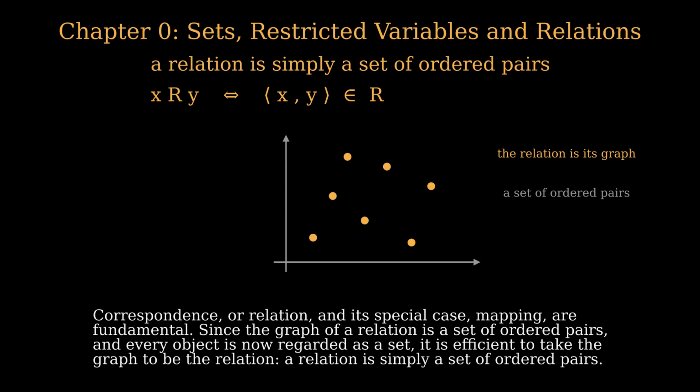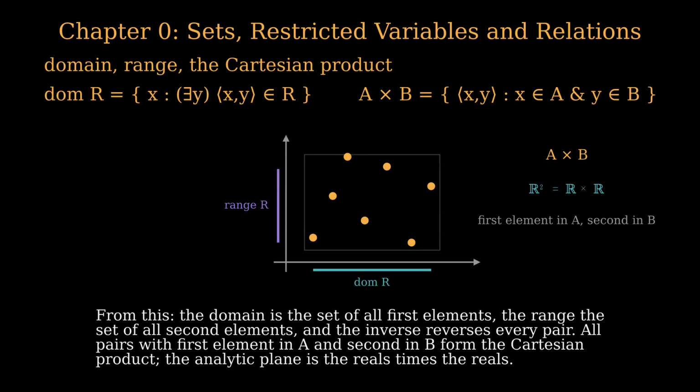Correspondence, or relation, and its special case, mapping, are fundamental. Since the graph of a relation is a set of ordered pairs, and every object is now regarded as a set, it is efficient to take the graph to be the relation. A relation is simply a set of ordered pairs. From this, the domain is the set of all first elements, the range the set of all second elements, and the inverse reverses every pair.